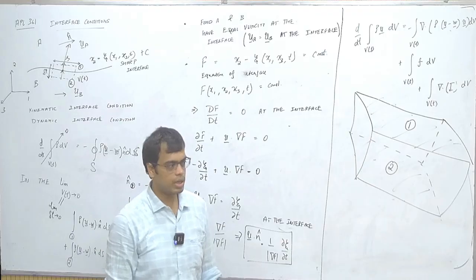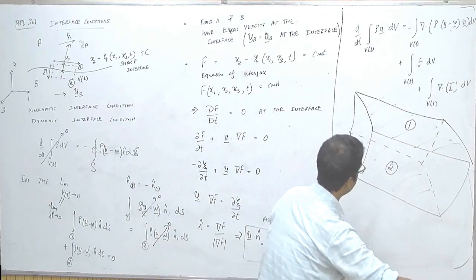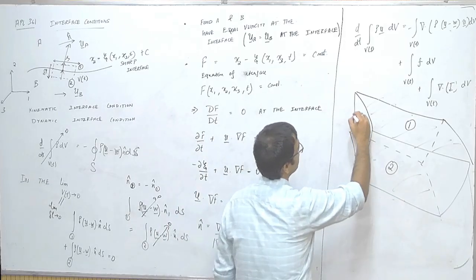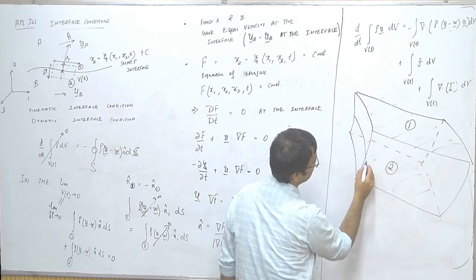Now, there is an interface also. So, this control volume is cutting through that interface. So, here I am making that interface.